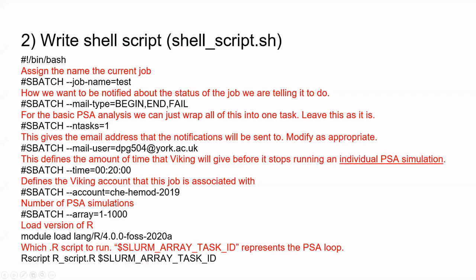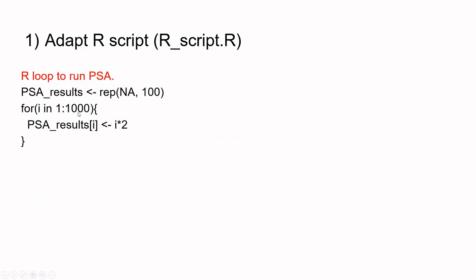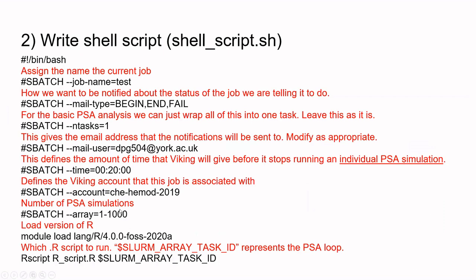Here is kind of an important one. This is your PSA. How many PSAs do you want to run? So before, when it was all in R, that was just this number here. Now we have to tell Viking how many loops it wants to do, okay? So if you want to do 10,000, you just add a zero, easy.